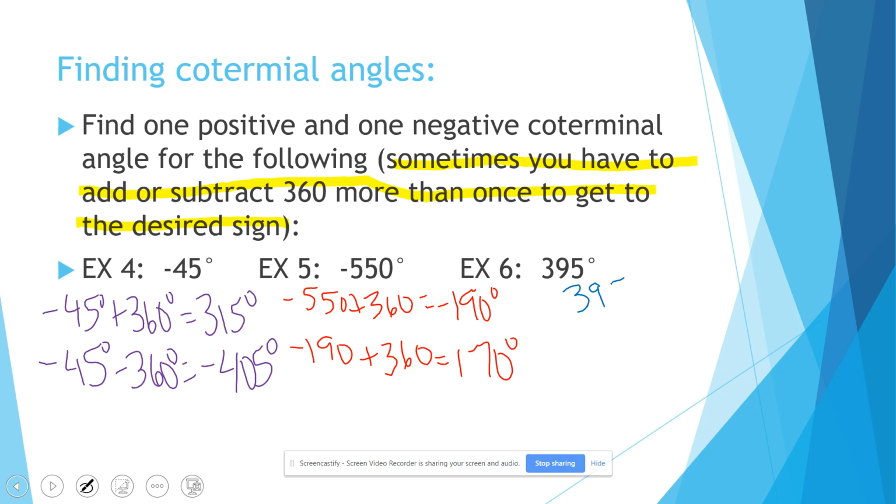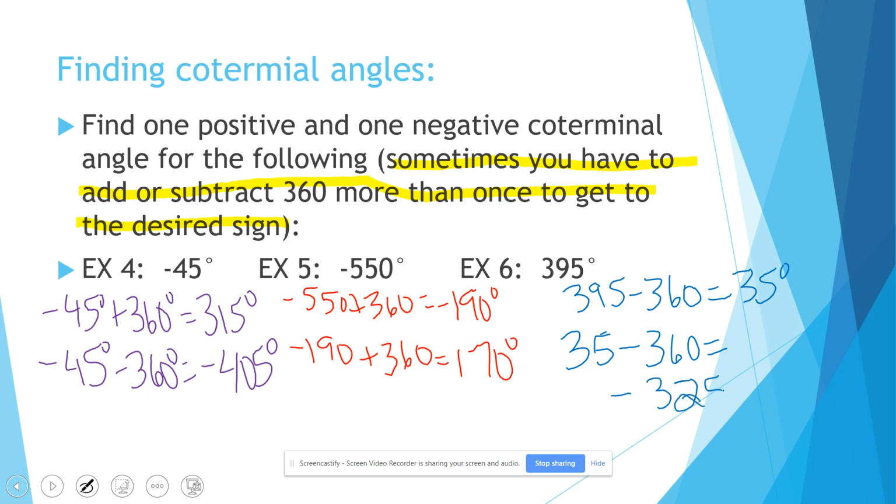Example 6, 395. I'm going to start with subtracting 360 from 395, which leaves us with 35 degrees. So positive 35 degrees is a positive coterminal angle of 395. I still haven't gotten to a negative yet, so I'm going to take that 35 and subtract 360 again, which gives us negative 325 degrees. So positive 35 degrees and negative 325 degrees are a positive and a negative coterminal angle.